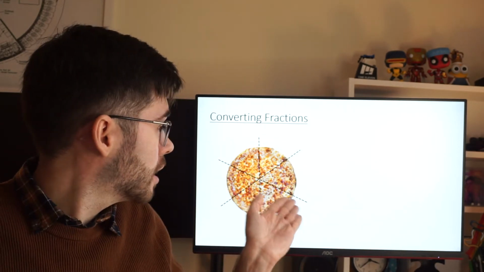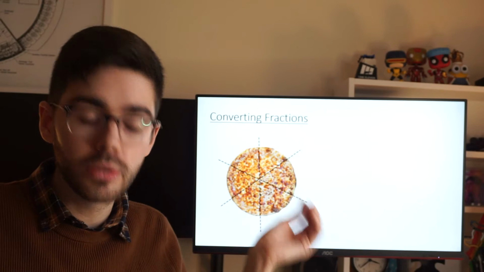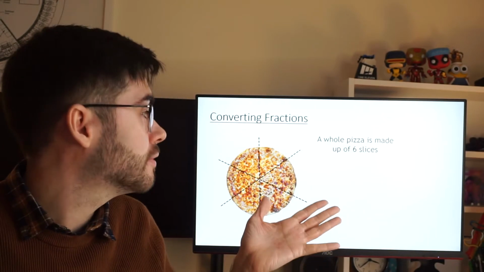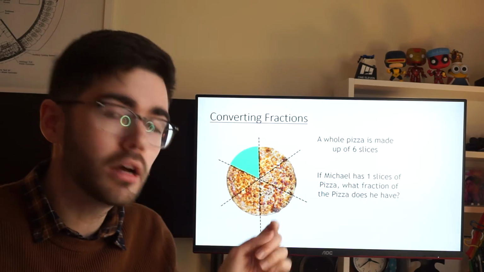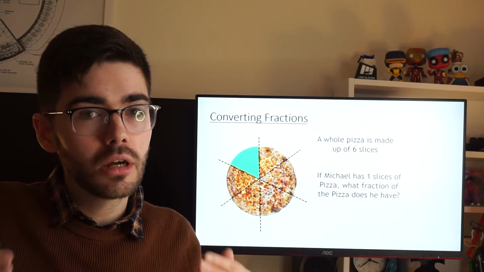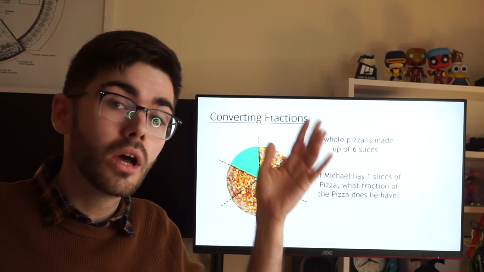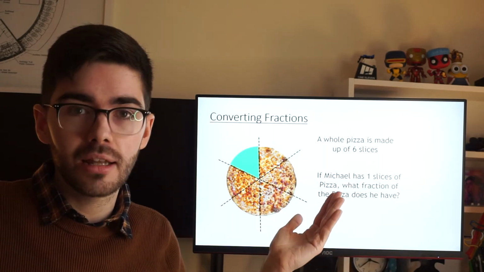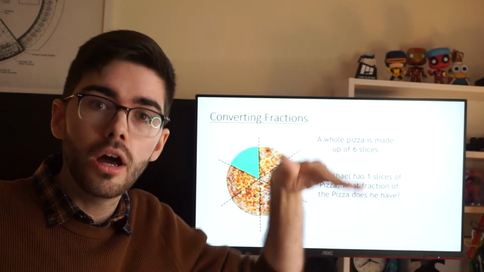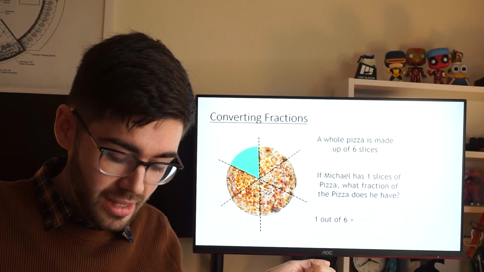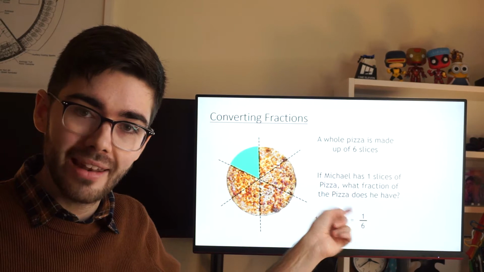So if we look at a pizza that's been cut into 6 equal slices, the whole thing is made up of 6 slices. If I was to eat one of those slices of pizza, what fraction of the overall pizza would I be eating? The answer is 1 out of the 6 slices. In other words, as a fraction, 1 out of 6, 1 over 6, or a sixth. We write that like so here.